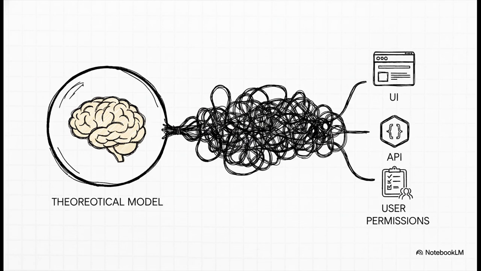All right, next up is layer 3, application integration. This is where the rubber meets the road, where the AI model actually connects to the rest of your application and the outside world. We're talking about the APIs, the user interfaces, the permission models, all the plumbing that turns a theoretical model into a real, usable product.